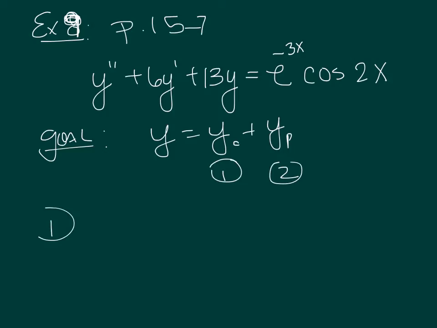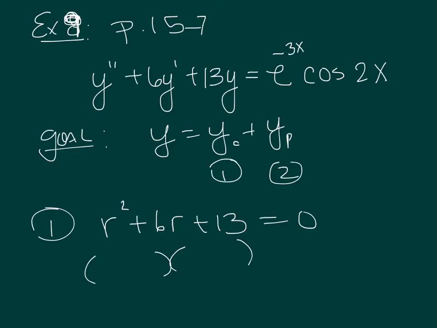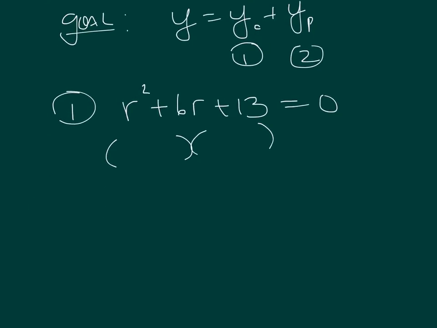So number 1, that's just going to be the roots. Let's find the roots of the characteristic polynomial. Again, you can read this in your book. This is going to be r squared plus 6r plus 13 equals 0. If you tried to factor this, you wouldn't be able to, and that's why they have a complex solution in the book. It actually cannot factor with real numbers.